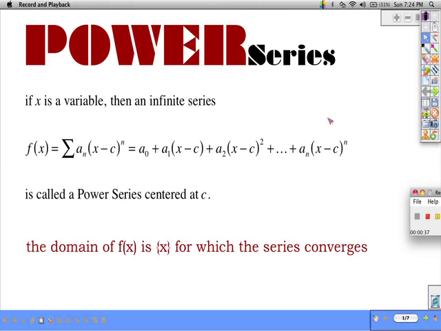Because this series only converges for certain values of x. For others it will diverge. Essentially what this says is that for some values of x, for some range of x, this series does a good job when it's centered at C of approximating f. For other values of x that are too far away from C, it's not going to do a good job.